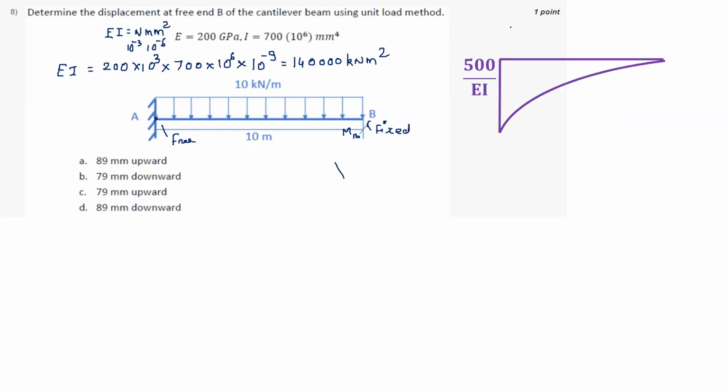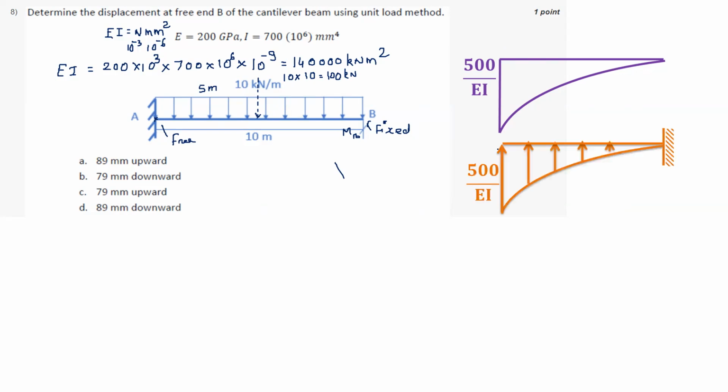Now we will start with 500, because the total load will act at the center and its value will be 10 into 10, which is 100 kilonewton. This 100 kilonewton acts at 5 meter from A, so it will be 500 upon EI. Now if we draw this conjugate beam, A becomes free and B becomes fixed. Whatever bending moment we get at B will be the deflection at B, so delta B is equal to MB.